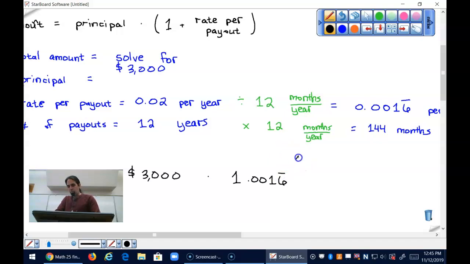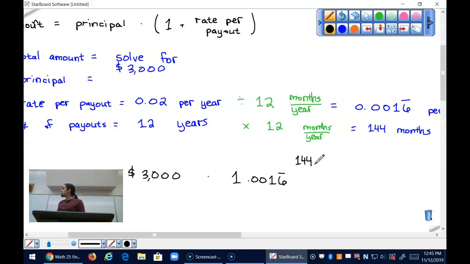And then my exponent is 144. In my calculator, I can't do a little bar over the 6 to tell it to repeat it forever. I'm just going to pound in a bunch of 6s until I fill the screen. It'll be close enough. So we can't just round it up. Now, if you don't have any extra 6s, you're going to get off by a few cents.